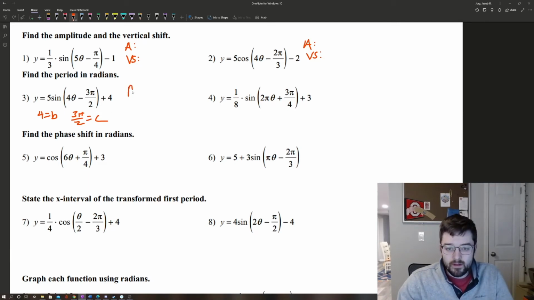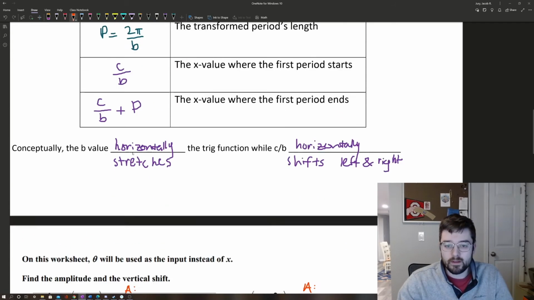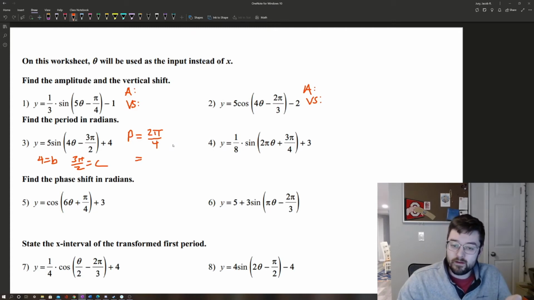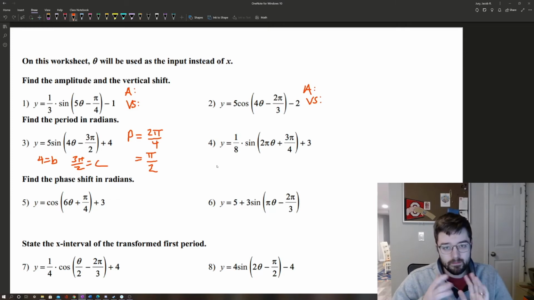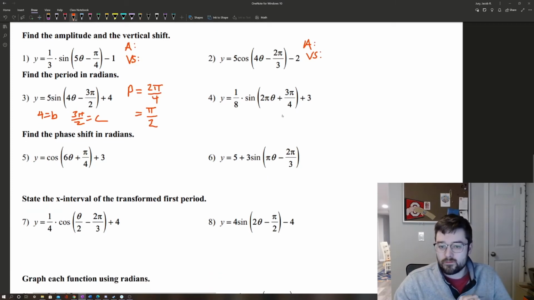So my period, if we go back to this, is 2 pi divided by b. So 2 pi divided by 4. And this is where fractions are definitely needed, and understanding what your greatest common factor is between the numerator and the denominator to help you simplify these things. So this is going to be pi over 2. Not a difficult fraction to simplify, but you will get a lot of practice with these fractions. I guarantee that.